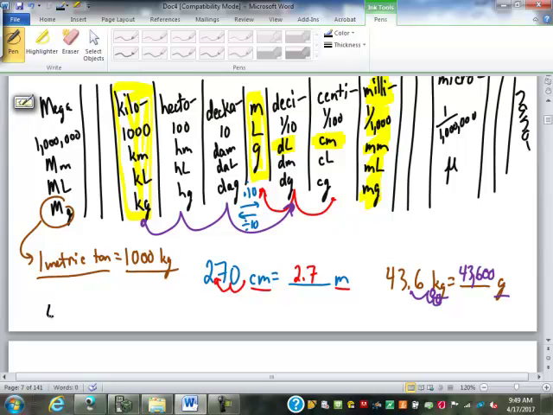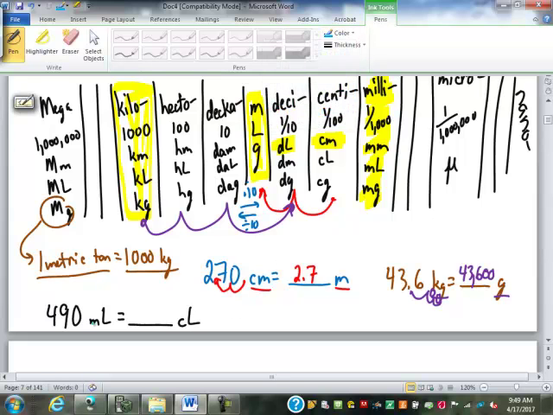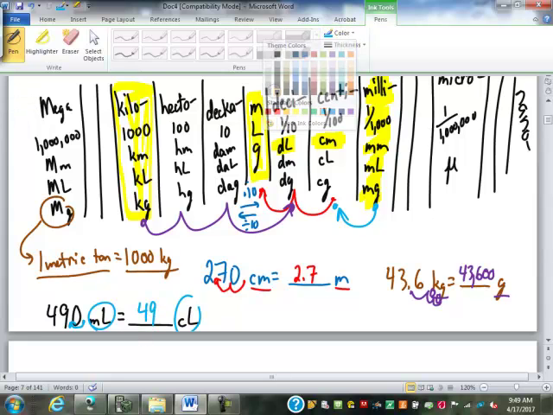If I have 490 milliliters, I want to convert to centiliters. Well, again, I'm going from milliliters to centiliters. From milliliters to centiliters, that's 1 spot to the left. My decimal point, starting here, goes 1 spot to the left. That's 49 centiliters. So it really is just a matter of having that chart and then moving your decimal point according to that chart.